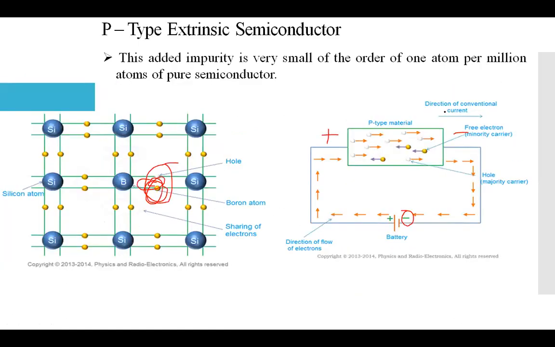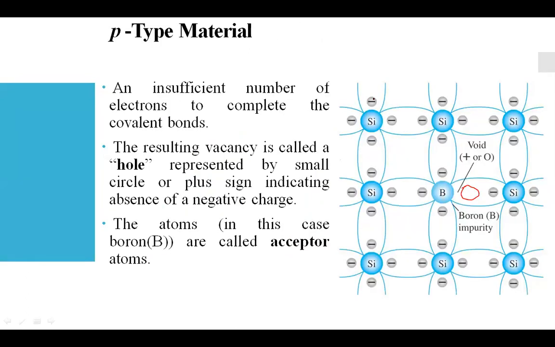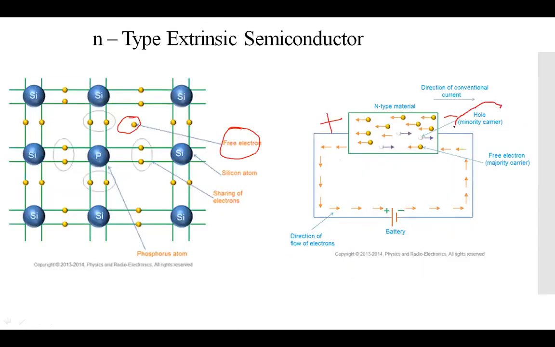Right now we can see that in the p type of the material, the free electrons are the minority carrier and the majority carriers are the holes. But in the n type of the material, the minority carriers are the holes and the majority carriers are the free electrons. So this is the process we can consider over here for the n type of the semiconductor material.